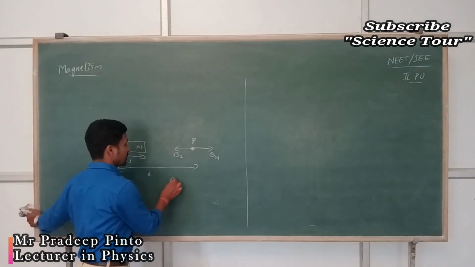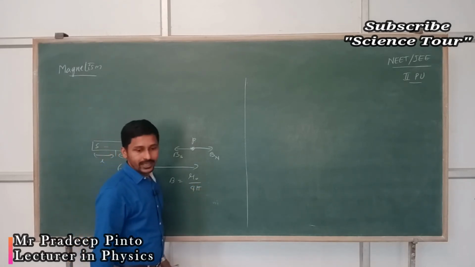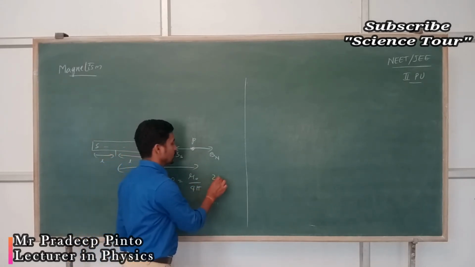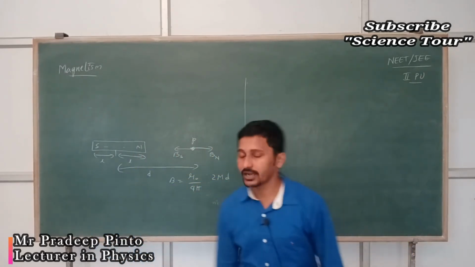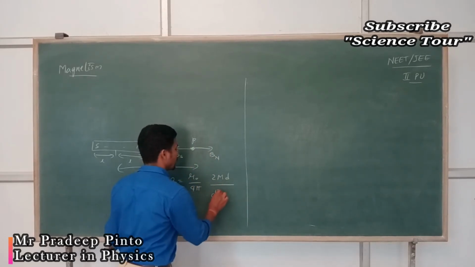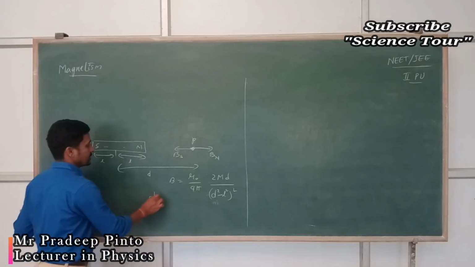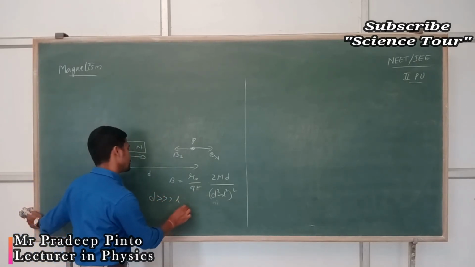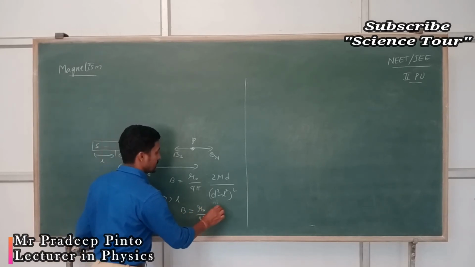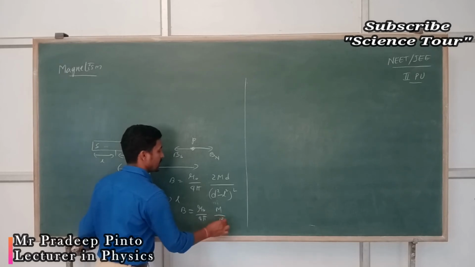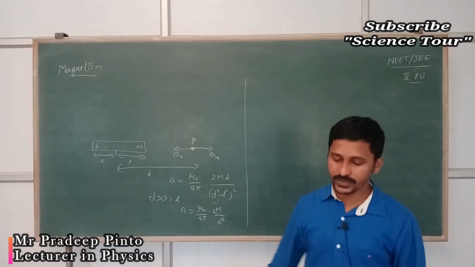So, the magnetic field will be B equals mu naught divided by 4 pi into 2 m d divided by (d square minus l square) to the power square. Now, if d is very much greater than l, we write B equals mu naught divided by 4 pi into 2m by d cube.